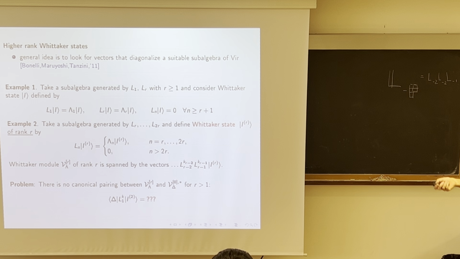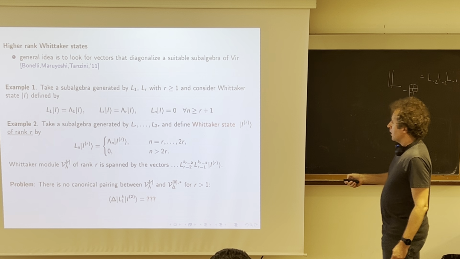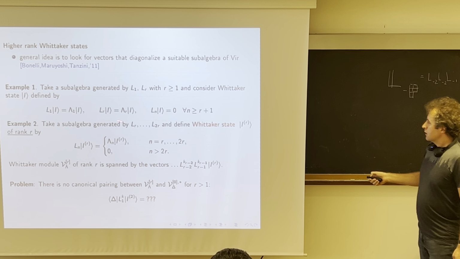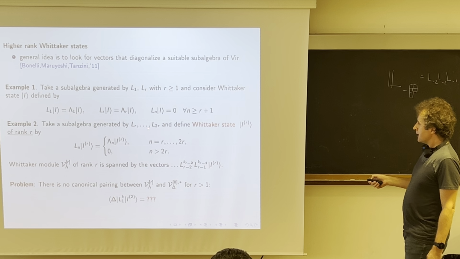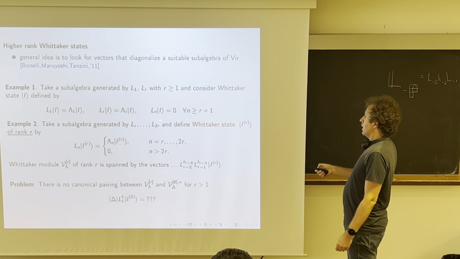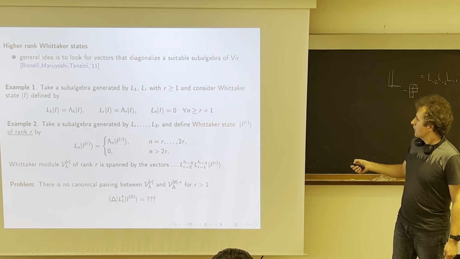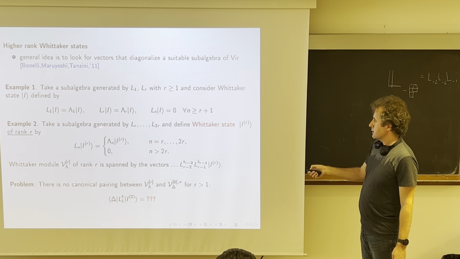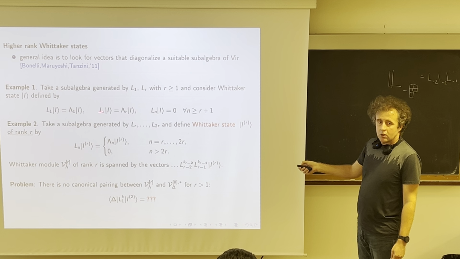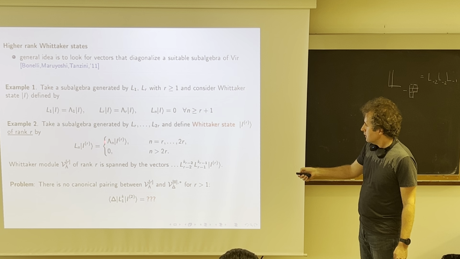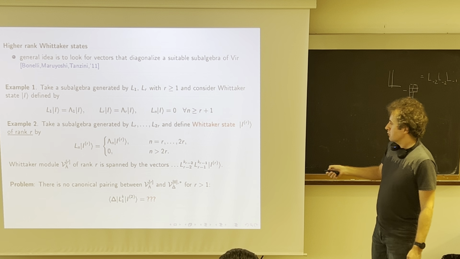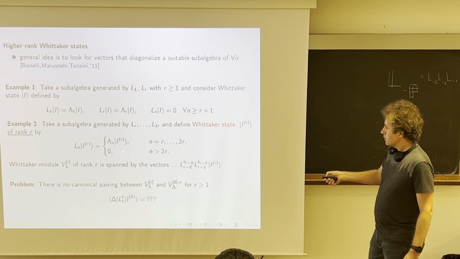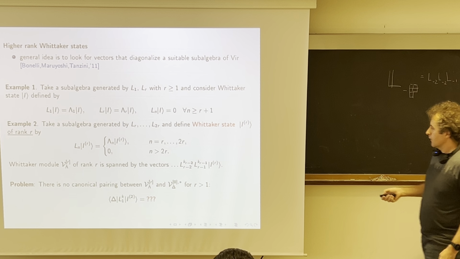Another choice, which became with time very popular, is to take the subalgebra which is generated by LR up to L2R. And again, you define the Whittaker state as the joint eigenstate of these operators. And then for all n greater than 2R, the action of Ln should give 0. Okay.